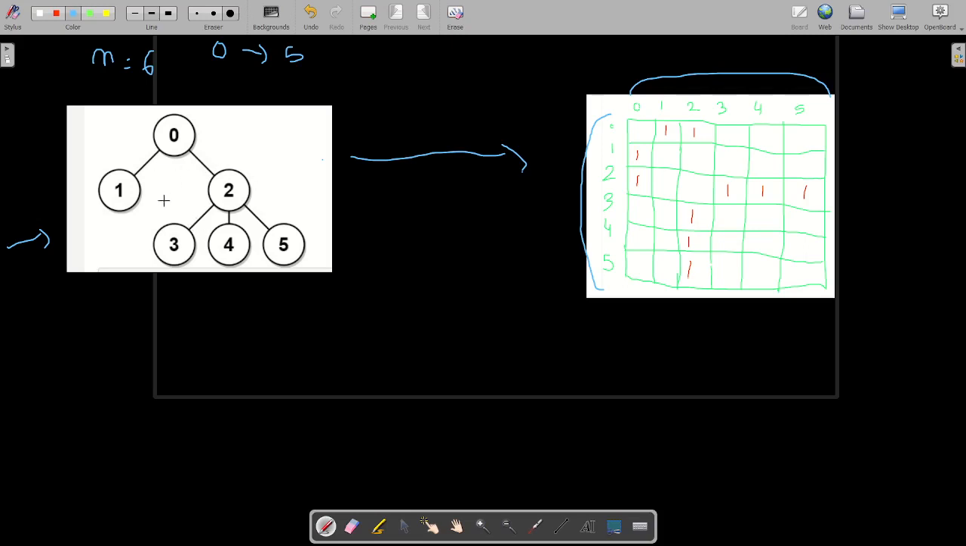Now this graph is undirected. It means there is no direction specified here. As you can see, we can go from 1 to 0 and we can also go from 0 to 1. So this is undirected. That's why for each edge 0 to 1, we have to work with 1 to 0, and 0 to 2, we have to work with 2 to 0. So we are making it like that.